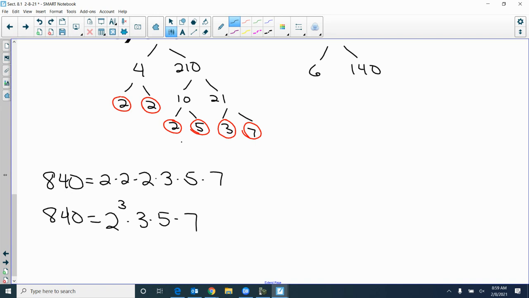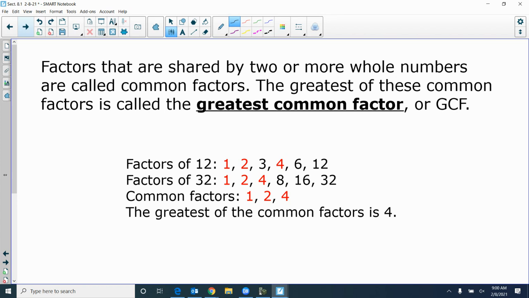All right, I'm going to go back to 6 and 140 just to show you get the same thing. 6 is 2 times 3. I'm going to use 10 times 14. The closer they are together, it just makes life a little bit easier. That's 2 times 5. That's 2 times 7. So I got three 2's, a 3, a 5, a 7. Doesn't matter which way you start. Doesn't matter which way you branch off. As long as you use two numbers that multiply together, you'll be fine. So that's how you do the prime factorization.